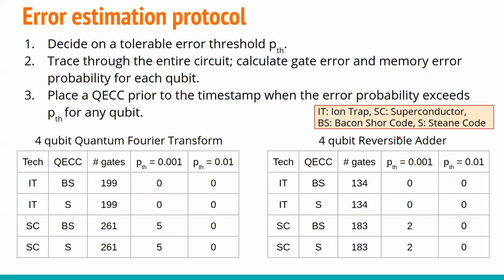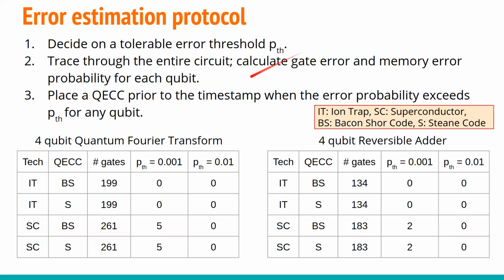So once we have these two techniques, the user can specify a tolerable error threshold, which we call here PTH. And then the idea is that you trace through the entire circuit, calculate gate errors and memory error probability for each qubit. And whenever you come to a timestamp where the error probability of the circuit is increasing beyond this predefined PTH, threshold error probability, prior to that, you place an error correcting block.